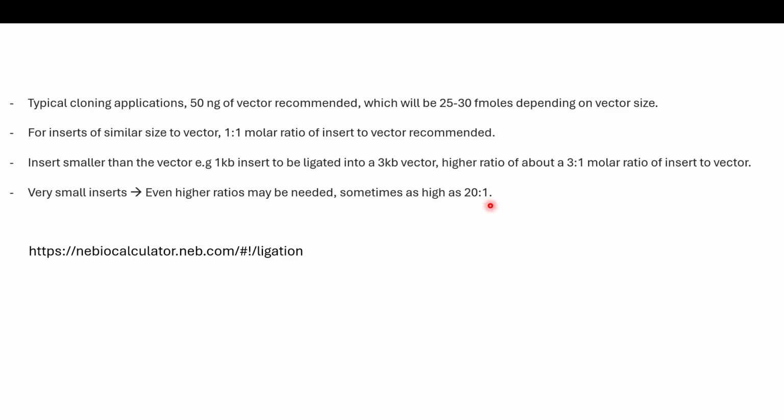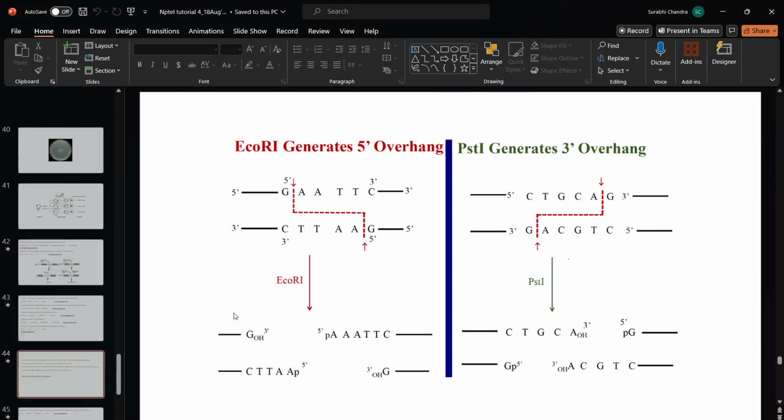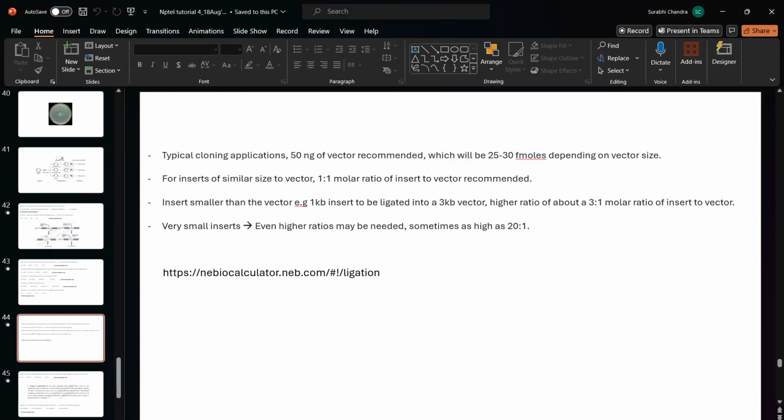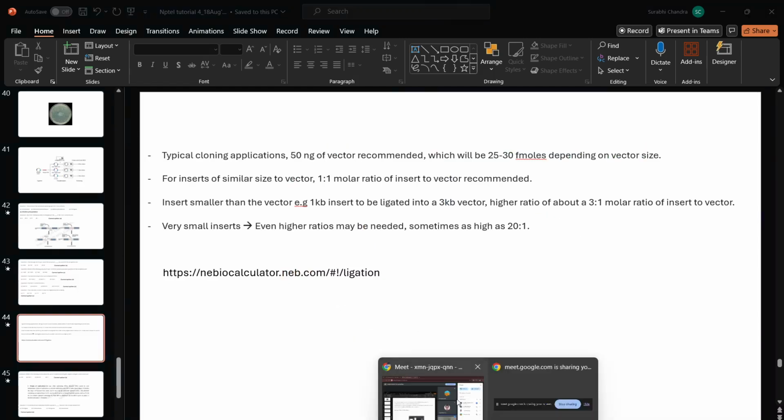Now there are multiple online calculators. Here in this case there is the NEB calculator where you can directly put your ratios and you can calculate. I can just give you an example here.